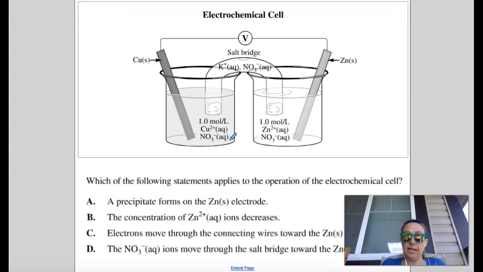Okay, this one, which of the following statements applies to the operation of the electrochemical cell? So a precipitate forms on the zinc electrode, so that would be implying that that zinc electrode is increasing in mass, so you would have to look at what half reactions are occurring. The concentration of zinc ions decreases. Well, if the zinc reaction is Zn2+ turning into zinc solid, then that would happen, right? You'd have to figure that out. Electrons move through the connecting wire toward the zinc electrode. Again, all of this you would be able to determine once you identify your SOA and your SRA, which then lets you figure out what's the anode and what is the cathode.